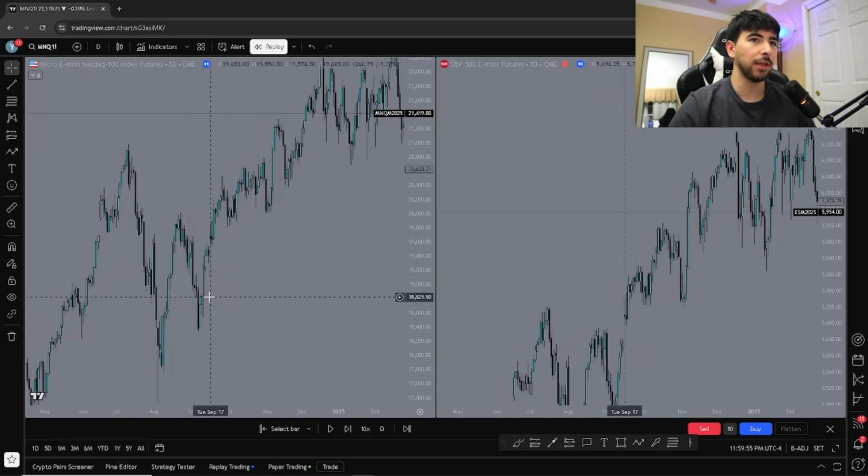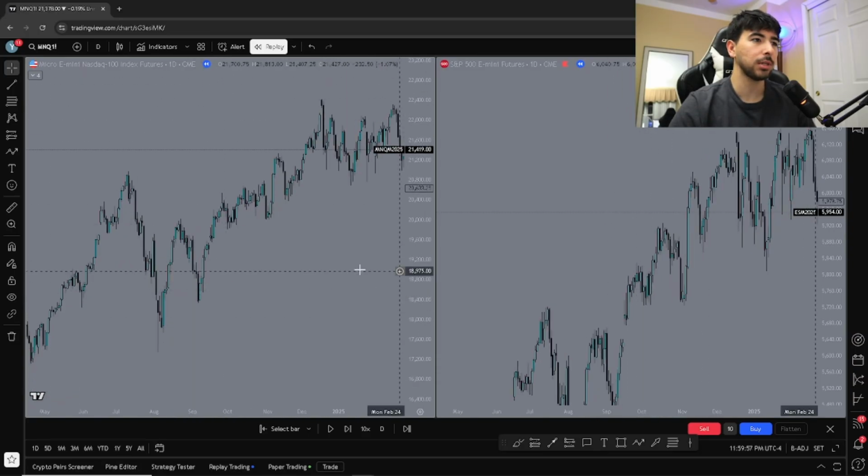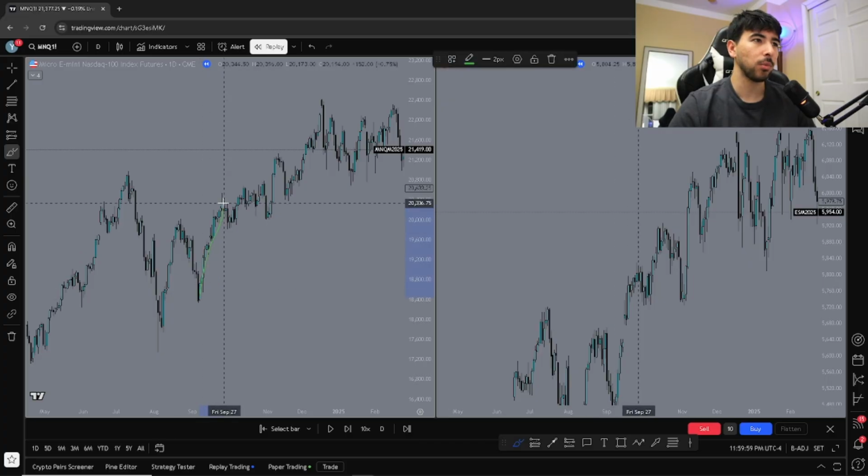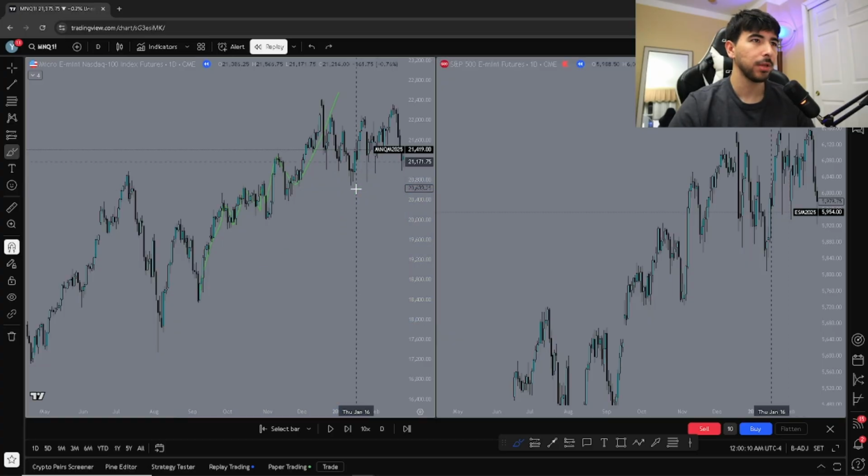As you can see on the left side, what is price doing? We're in a clear uptrend. Price is going up, higher high, higher low, higher high, higher low, higher high, higher low, higher high, higher low. We're in a clear uptrend. Price is clearly going up, right?